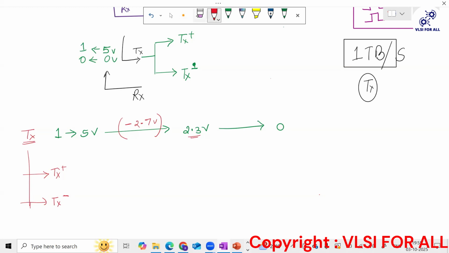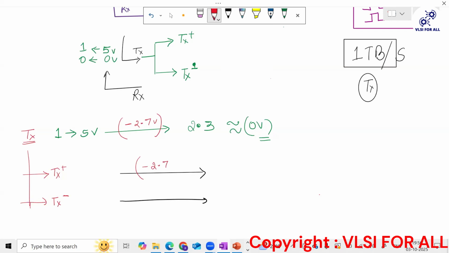See, what I'm saying is, the received value is 2.3. Now this is approximated to 0 volt, I mean on the receiver side this is 0 volt. But how is 5 becoming 2.3? If some superimposition of minus 2.7 volt is happening, do you agree with this or not? Yes, sir. Now if you are transferring the same data with two wires, let's say this is wire 1 and wire 2. What do you believe? Will the same impact happen on the single wire or both wires? It should happen on both wires, right?